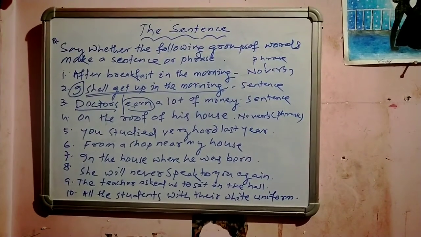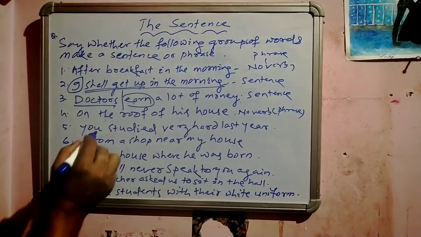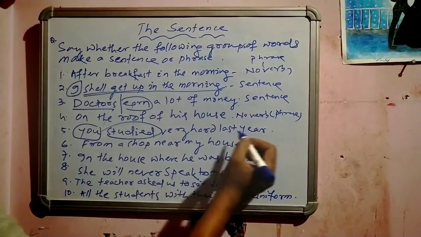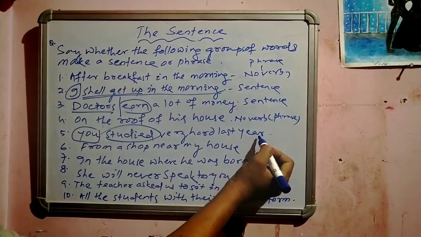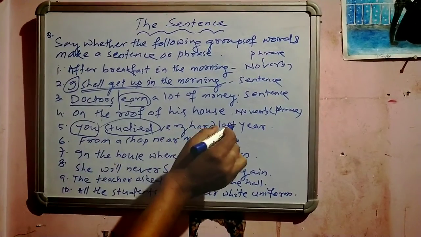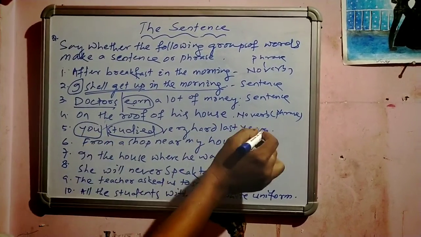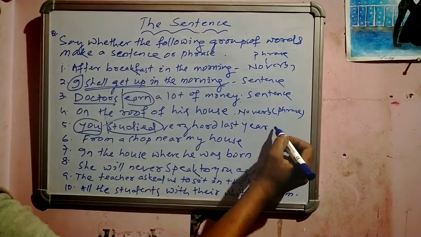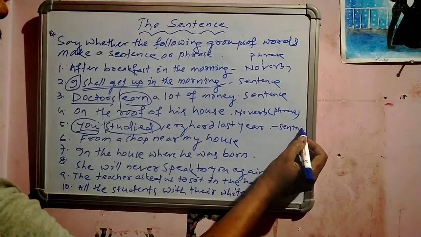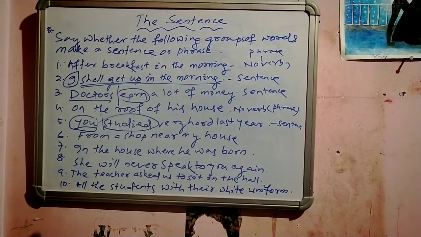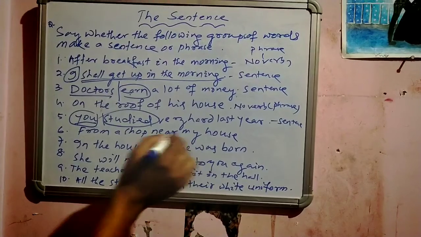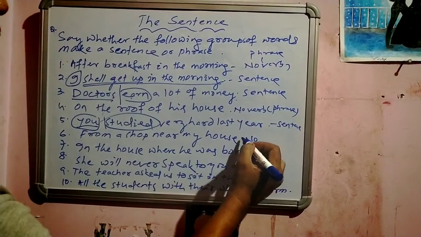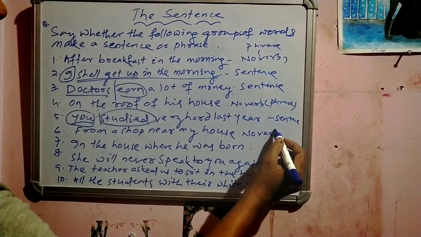Then come to question number 5: "You studied very hard last year." "You" is the subject here, and we have a verb, "studied," so it gives out the complete sense and has two parts, subject and predicate. The predicate part starts from "studied" to "last year," so it is a sentence. Then question number 6: "from a shop near my house." There is no verb, so it is a phrase.